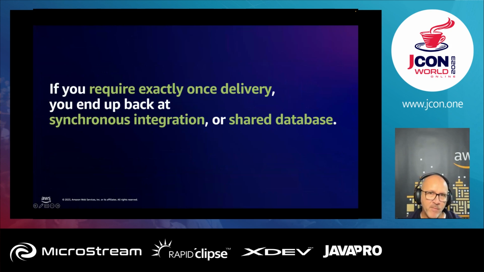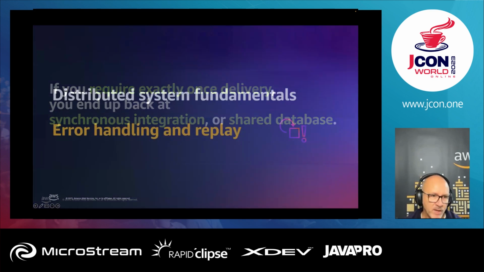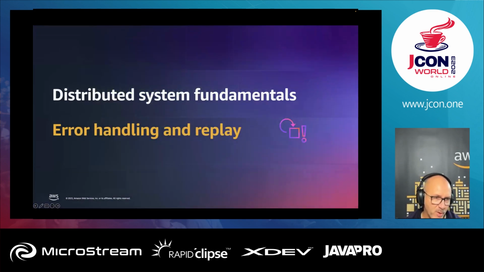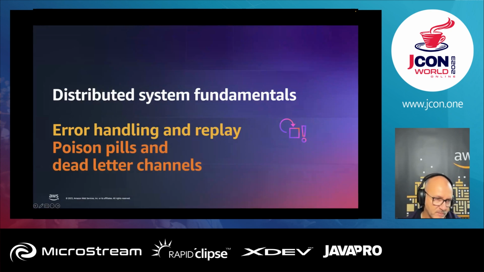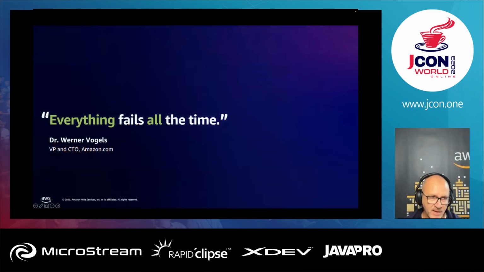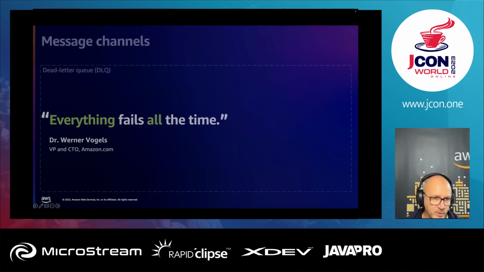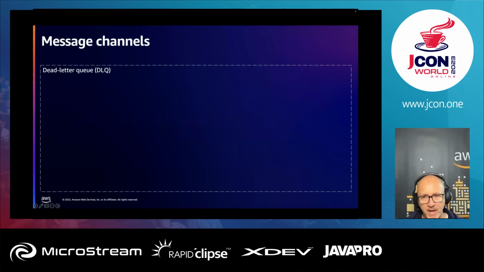And there's one pattern that you might already feel below all this, which is an idempotent consumer, which I recommend to have anyway. But let's look at this one also from the perspective of error handling and replay, which is the final aspect here. And there's one sub-aspect here, which is poison pills and dead letter channels. Something that also every architect should be aware of. Everything fails all the time, and you need to prepare for this. And one pattern in messaging that can help you here is a dead letter queue.